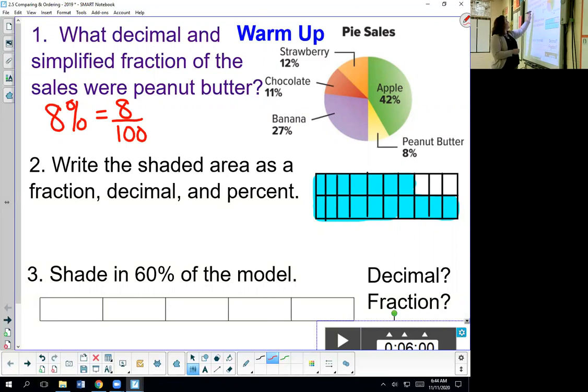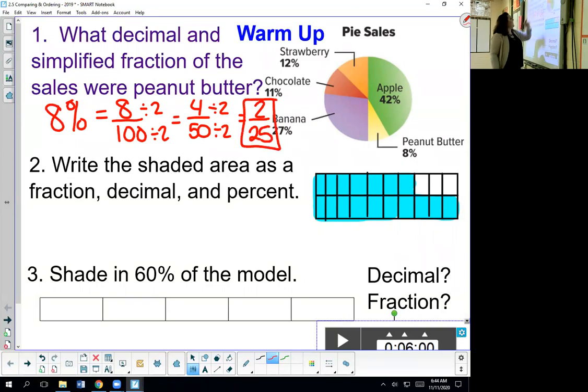So if I need to simplify it, it's even. So I can at least cut it in half, which would give me 4 over 50. But it's even again, so I can cut it in half one more time, and I get 2 out of 25. Okay, so that is the answer as a fraction in simplest form.